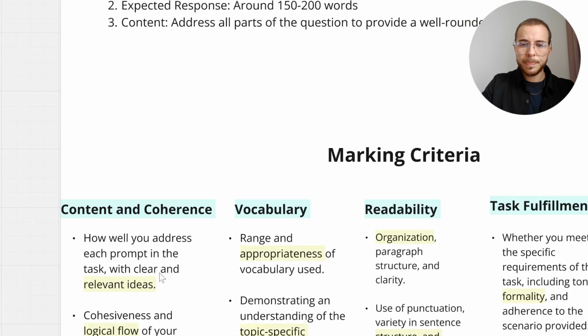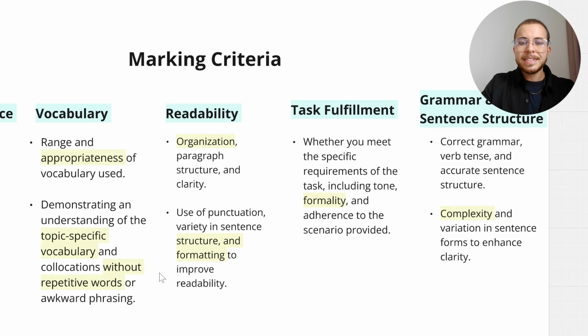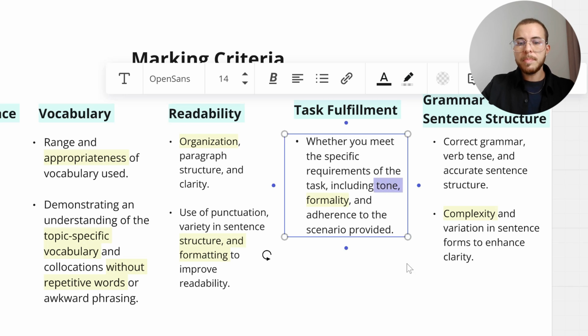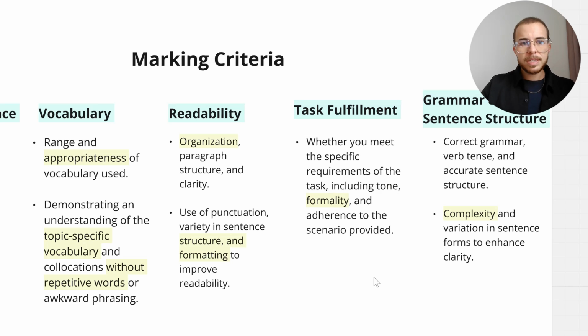So don't forget task fulfillment, you need to achieve the task. Read the question carefully, read it twice, read it when you're halfway done your paragraph, because you want to make sure that you're actually achieving all of that. The tone of the message, that is kind of like the formality. So is it friendly? Is it serious? Is it straightforward? Try to match the tone.